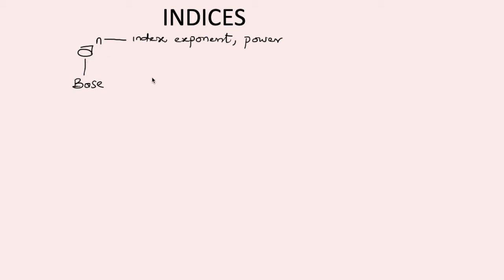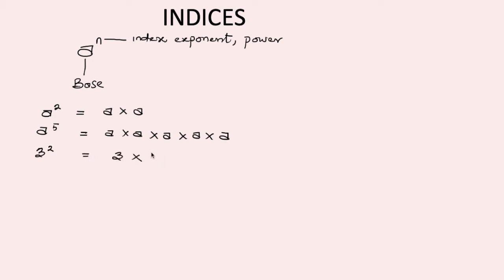Now, what this literally means is that if you see a raised to the power 2, what we're saying is a times a. A raised to the power 5 is equal to a times a times a times a times a, 5 times. Now, what if we say 3 raised to the power 2? This is equal to 3 times 3, which is equal to 9. Now, if we say a raised to the power n, it equals a times a times a up until the nth a.